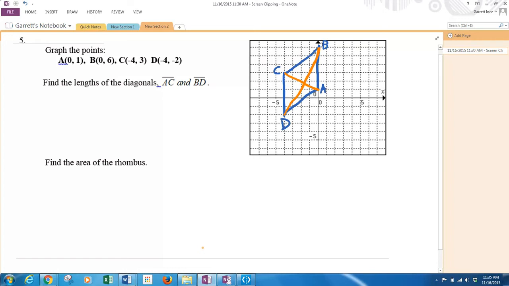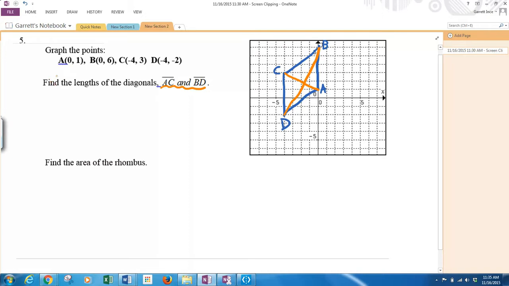Here we are. I'm going to go ahead and work on problem number 5 from our Unit 3B review. I've got my picture already plotted out. I've got some quadrilateral shape ABCD with diagonals AC and BD drawn in orange. So we're supposed to find the lengths of those diagonals.